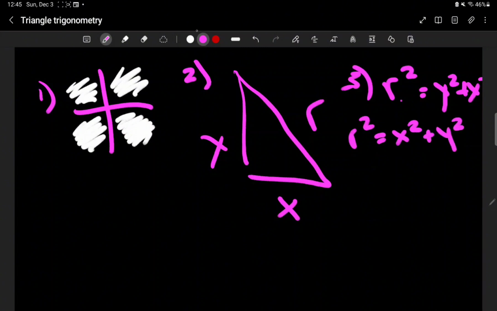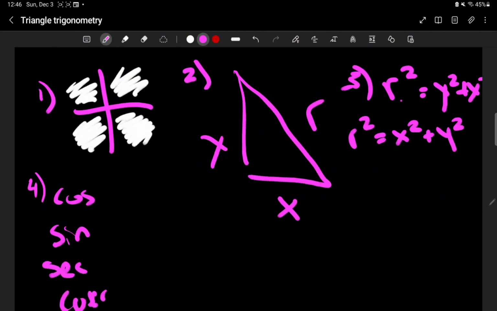And then we're also going to talk about the different trig functions and what they mean. So cosine, sine, secant, cosecant, and etc. Yeah, cosecant.